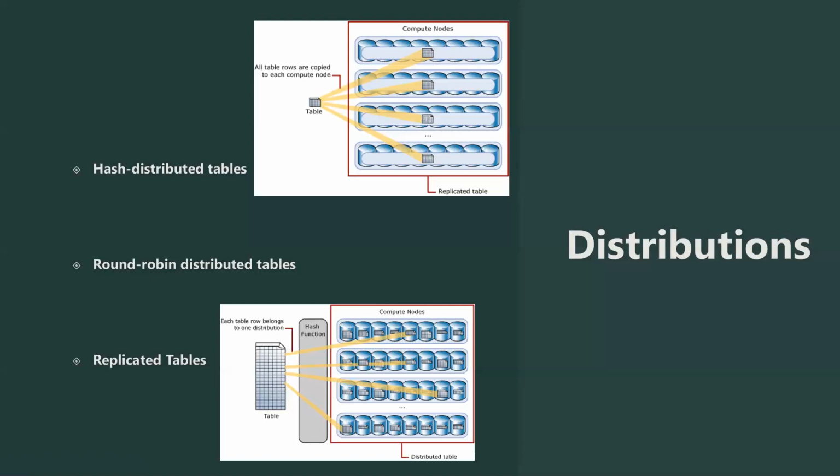The diagram shows, next to replicated tables, a replicated table that is cached on the first distribution on each compute node.